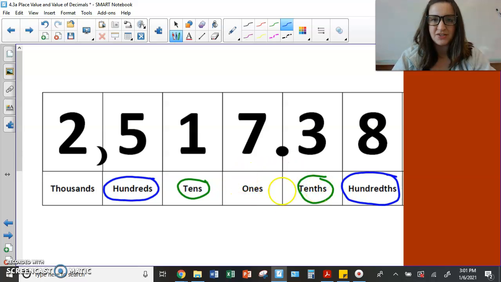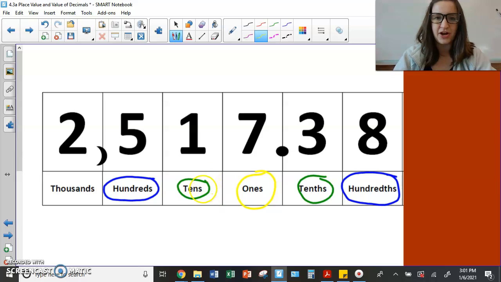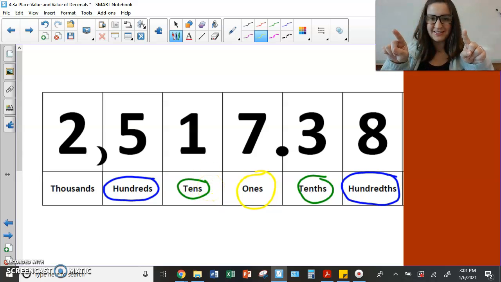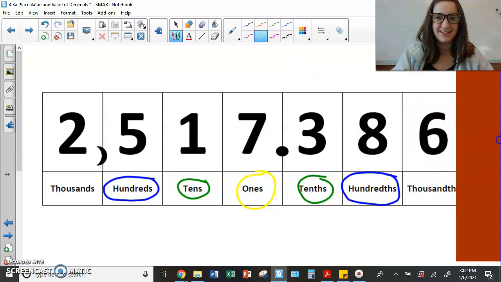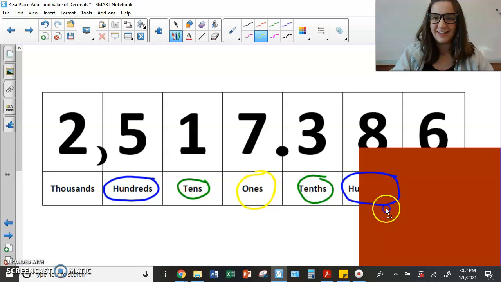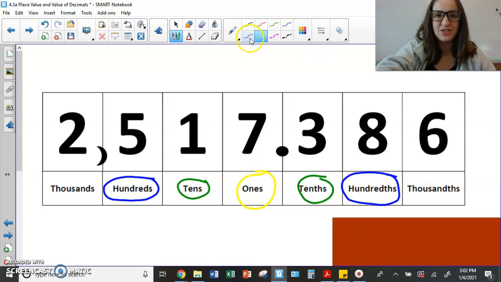So if this is our ones, these are our basic unit right here, you've noticed that I've gone on both sides of the ones. I have my tens and my tenths, and then I have my hundreds and my hundredths. What do you think is going to come next? If this one right here is thousands, what do you think the place value to the right is going to be called? It's going to be called the thousandths place, okay?